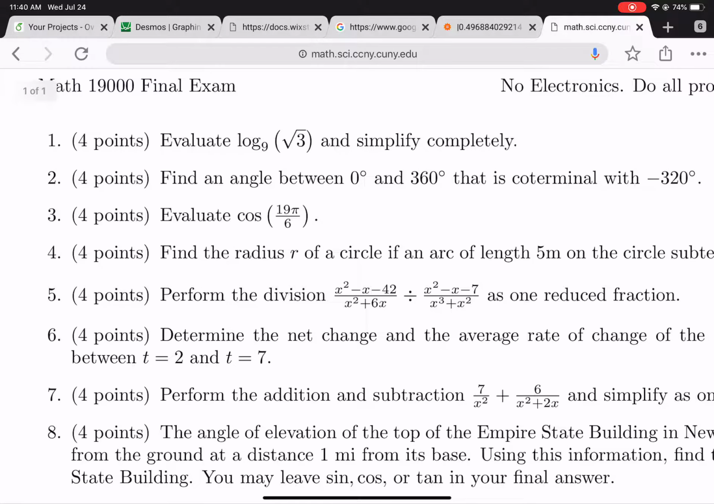Do you know how to do cosine of 19 pi over 6? We should, right? That's what we just did a couple of in the beginning of today. What do you do with 19 pi over 6? You first find the coterminal angle, then you find the reference angle, and you determine the signs, whether they're positive or negative, right? But you can do that.